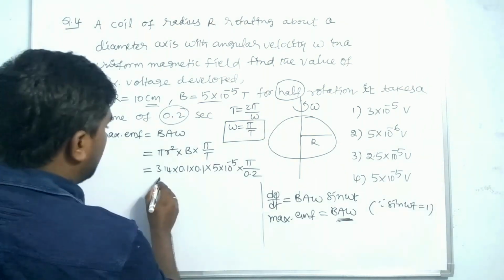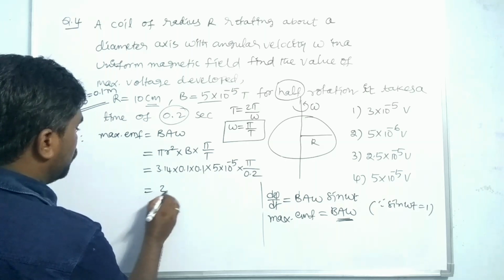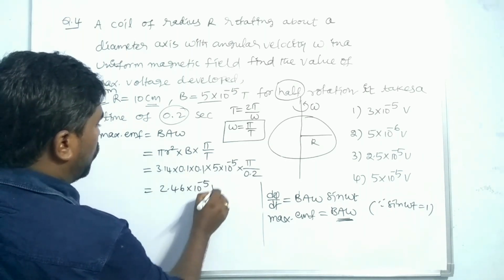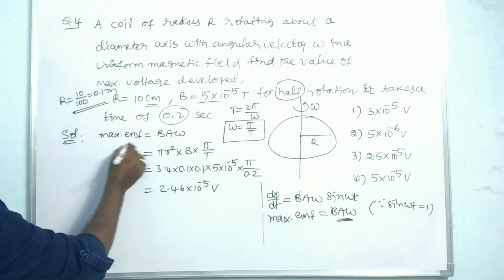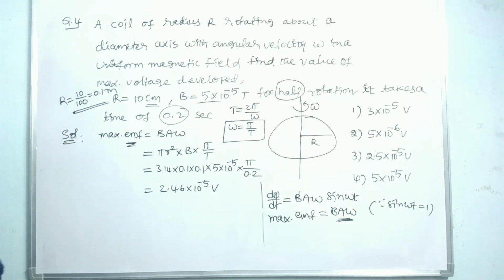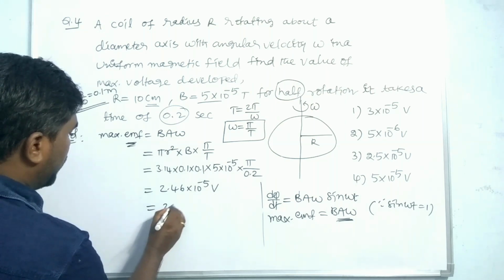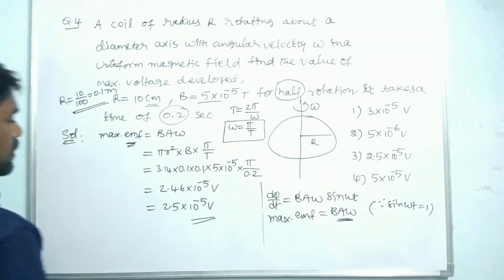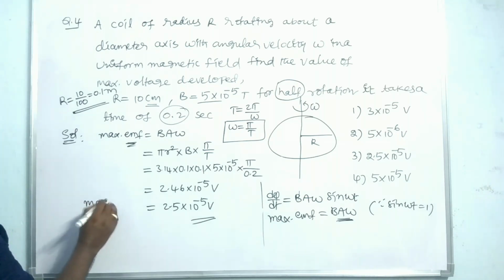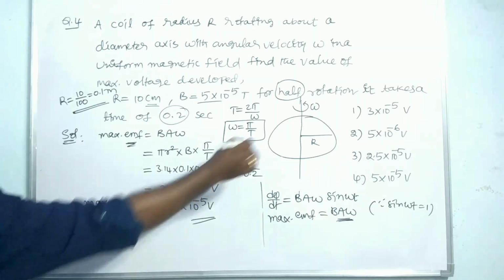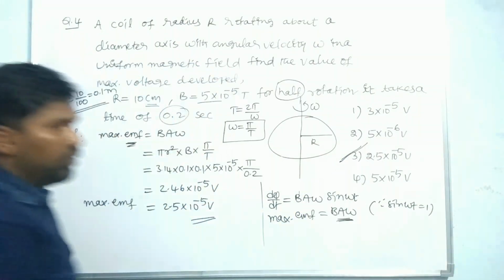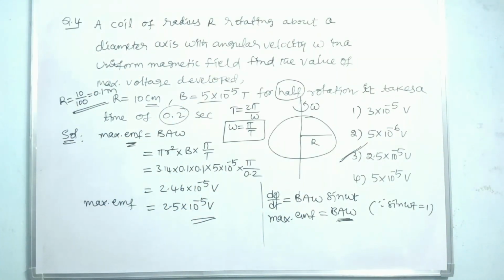By the multiplication of all those, you can get 2.46 into 10 to the power minus 5 volts, which is the induced EMF. So this can be 2.5 into 10 to the power minus 5 volts. So the maximum EMF produced in this coil is 2.5 into 10 to the power minus 5 volts. Let us see the next question.